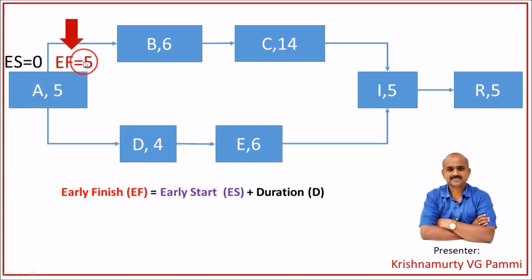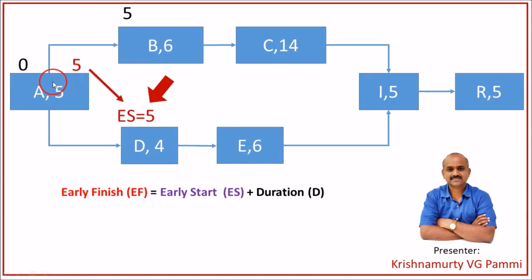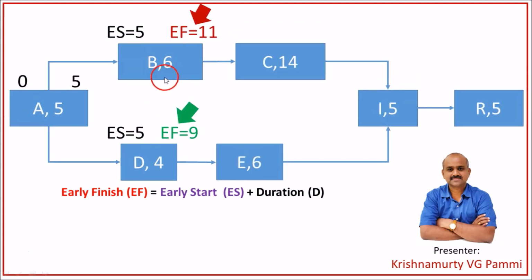Now, this early finish will get carried forward as early start for activity B because activity A and activity B are tied up with finish to start relationship. In similar way, activity A and activity D are tied up with finish to start relationship. So the early finish of activity A will get carried forward as early start for activity D. So the early start for activity D is 5. So if you add duration, 5 plus 6 is equal to 11. So early finish of activity B is 11. Similarly, 5 plus 4 is equal to 9. So the early finish for activity D is 9.